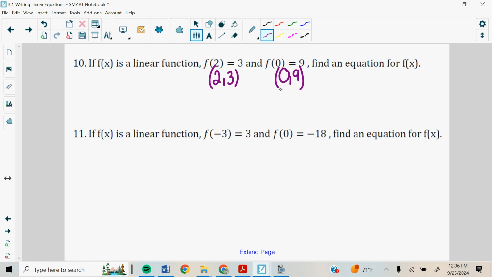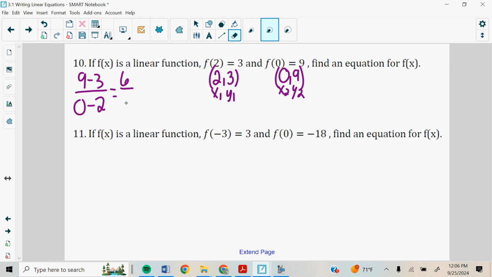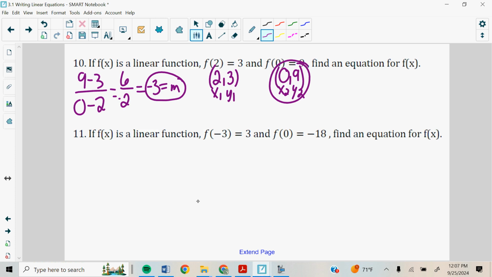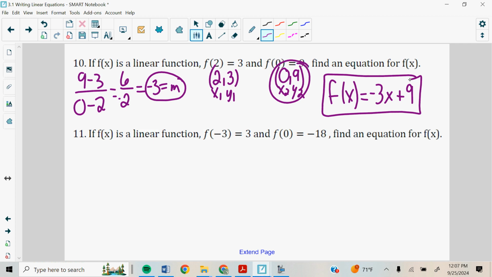All right, so we're going to find our slope. x1, y1, x2, y2. So 9 minus 3 over 0 minus 2. 6 divided by 2, negative 2. Good catch, negative 2. 6 divided by negative 2 is negative 3. So that's our slope. We already talked about that this is our y-intercept. So we're going to write f of x equals our slope, negative 3x, plus 9, which is our y-intercept.